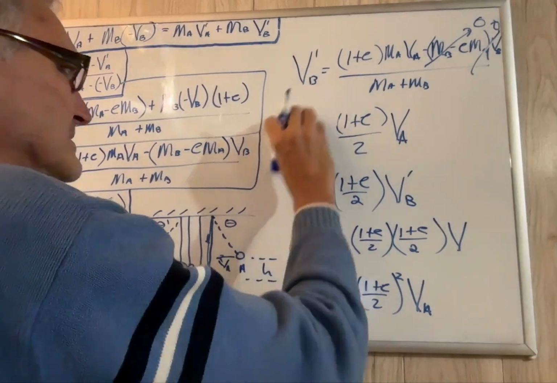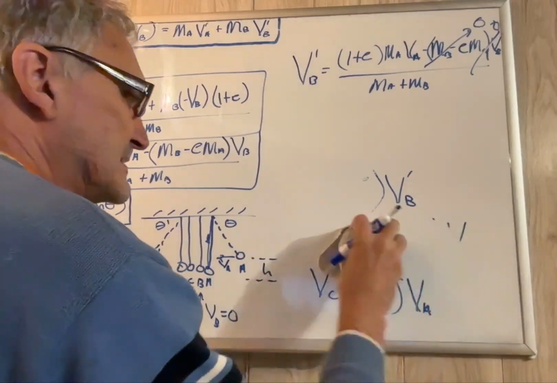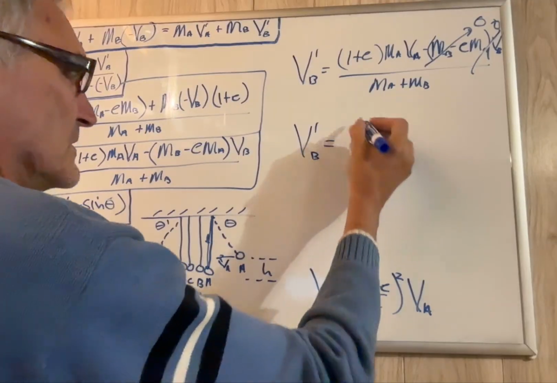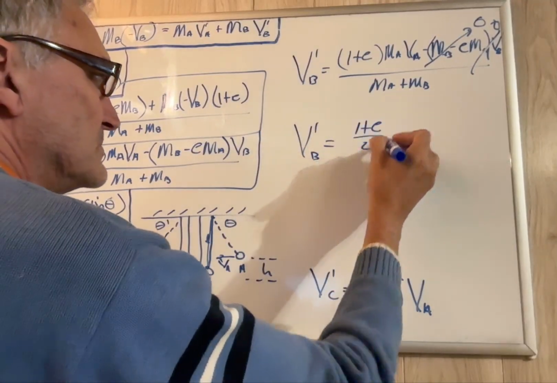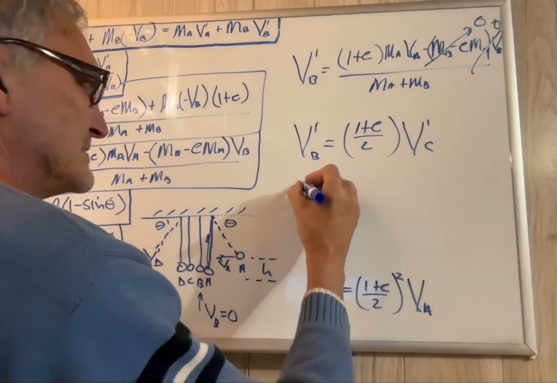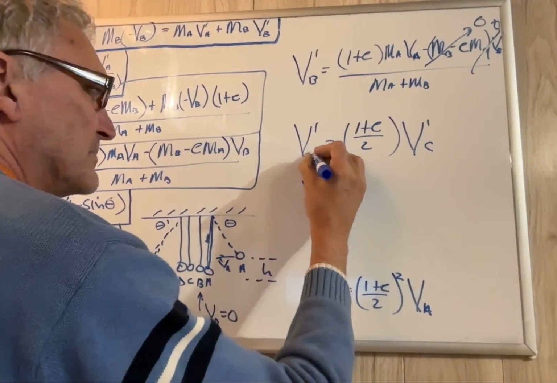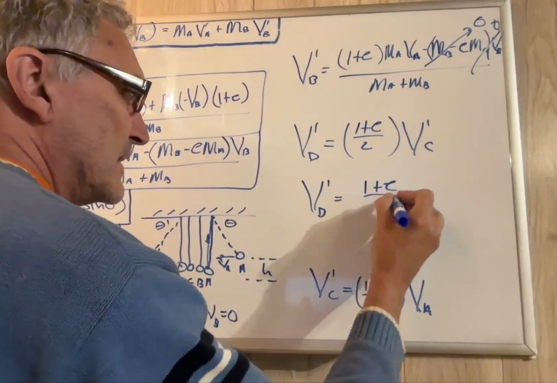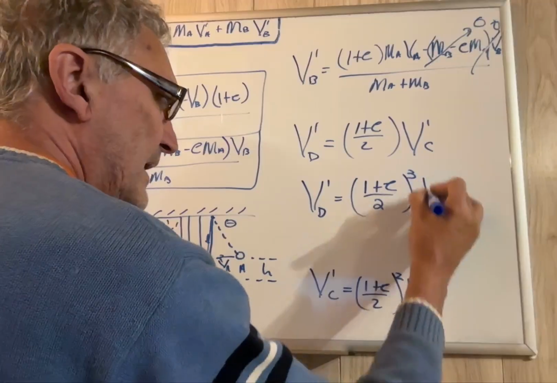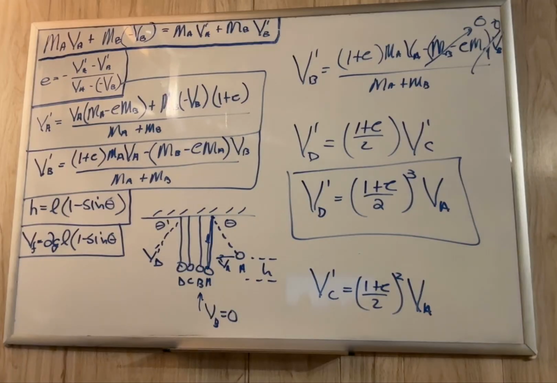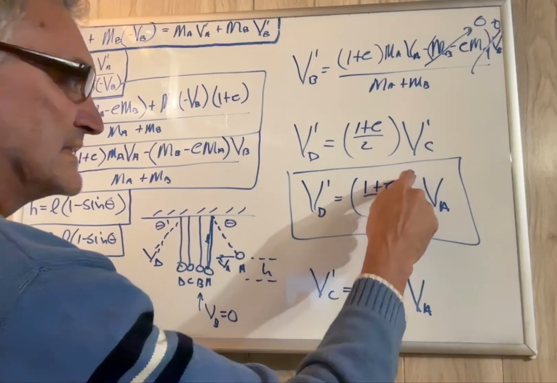Well, let's go to D. Let's see what happens in D. We're going to play the same game. Velocity prime D is going to be equal to (1 plus e) divided by 2 times velocity prime C. Well, that's this thing. So velocity prime D is going to be equal to ((1 plus e) divided by 2) cubed times va. Hey, we just found out how velocity D and velocity A are related. And they're related to this thing e, really, the cube of whatever this thing is.